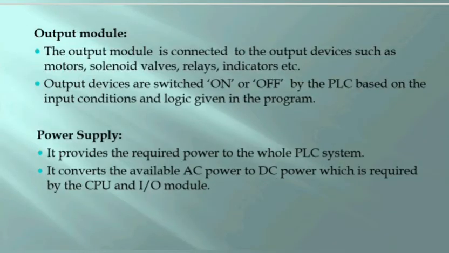Next important block of PLC is output module. Output modules are also interfacing modules of PLC. Output modules are used to interface output devices such as motors, solenoid valves, relays, indicators, etc. to the PLC. Output devices are switched on or off by PLC based on the input conditions and logic given in the program.